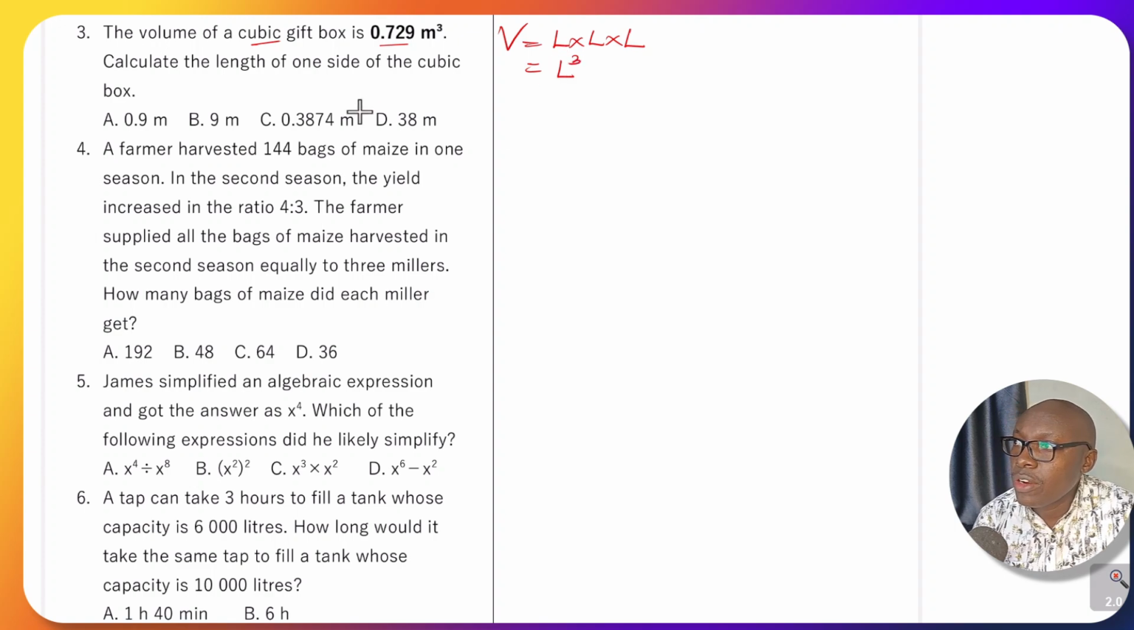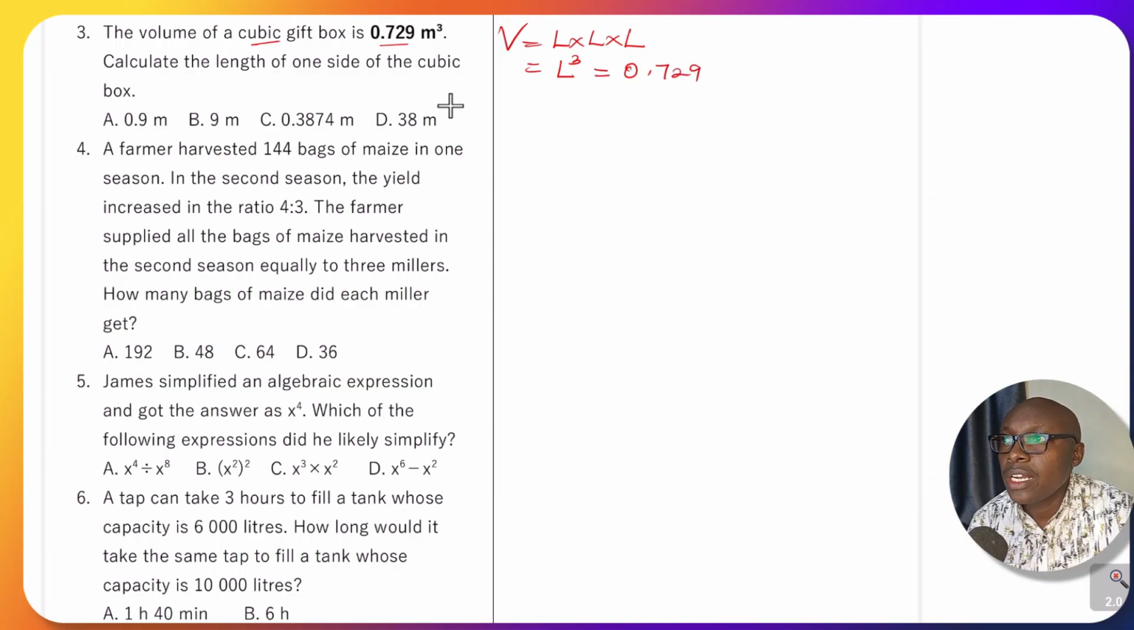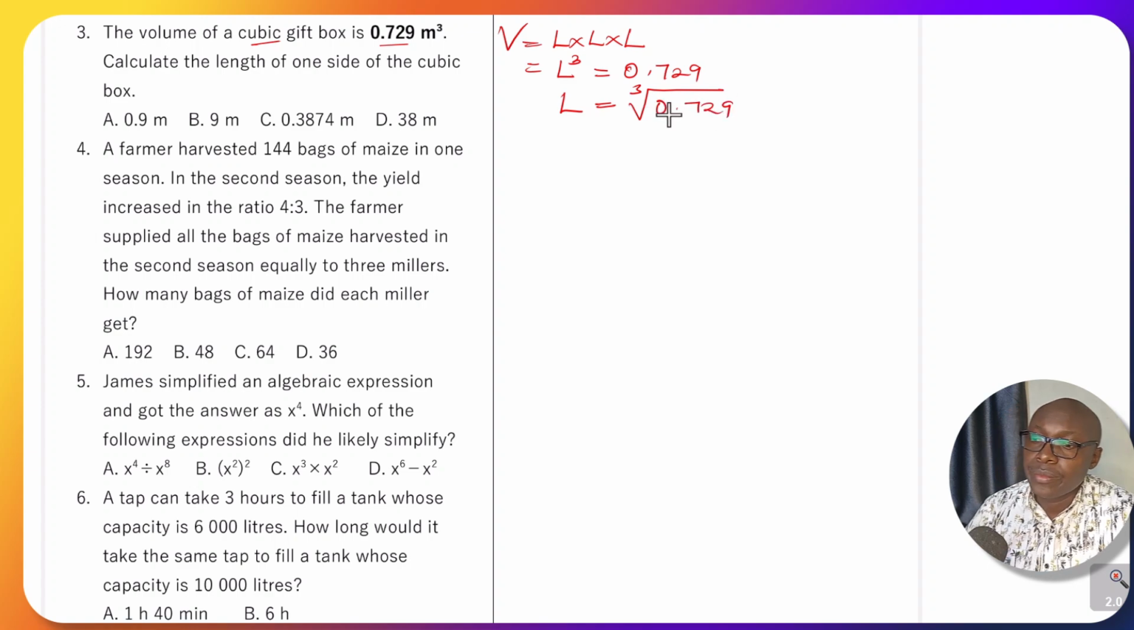So we can say, in order to get the length of one side, which is L, when you get the volume of this cuboid, which is length cubed, that should give you 0.729. So therefore, how do you get length? You have length cubed equals 0.729. So length will be given by the cube root of 0.729. And how do you get the cube root of this number?